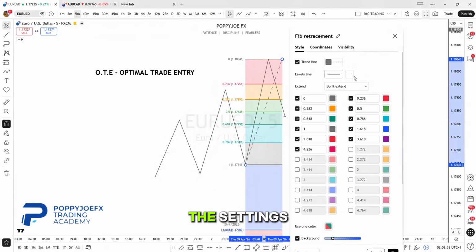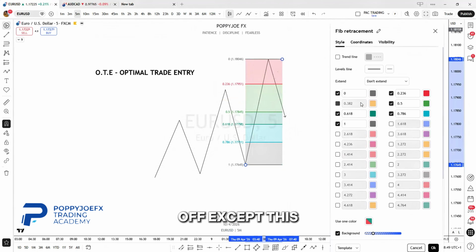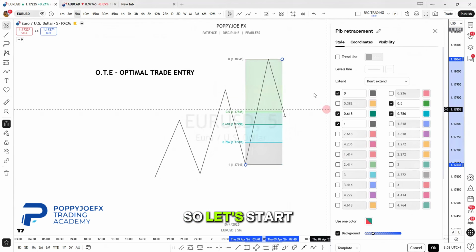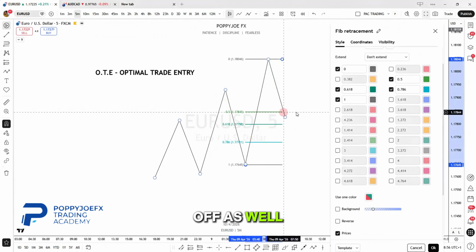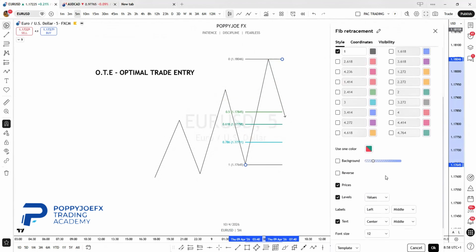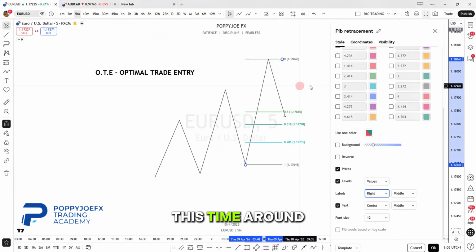Let me quickly do the settings. First, turn off this line that we call trend line, the first box. Then turn off other levels. Every other level should be turned off except this one. Let's start by leaving the 50%, and the background color should be off as well. Turn off the background color. The labels should be on the right hand side this time around.